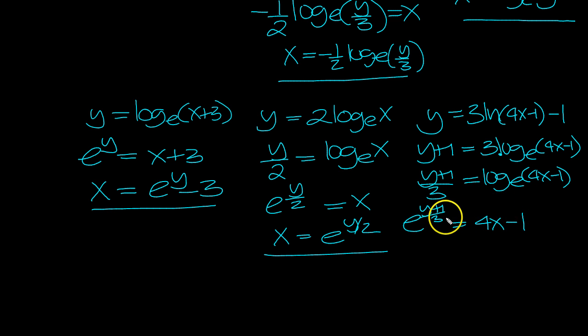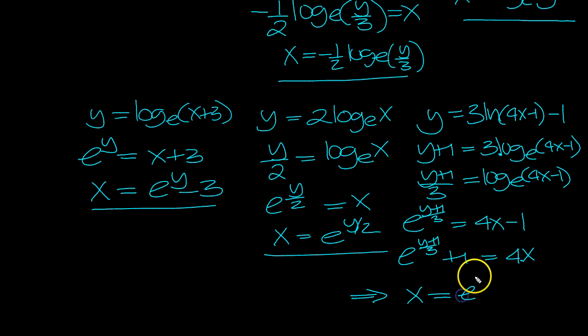Nearly there. Move the 1 over next. e to the y plus 1 over 3 plus 1 equals 4x. And now what we can do is move the 4 from times to divide on the other side. So I'm going to write it, so it's all of this, e to the y plus 1 over 3 plus 1, all over 4, moving the 4 from times on one side to divide on the other side. So x is equal to that.